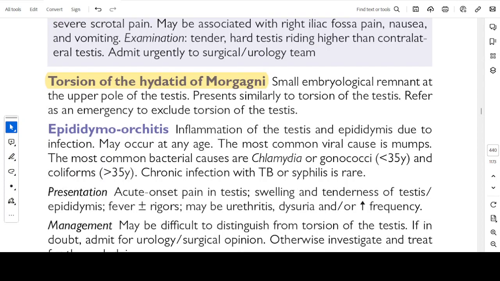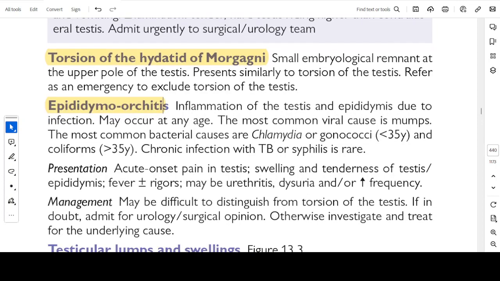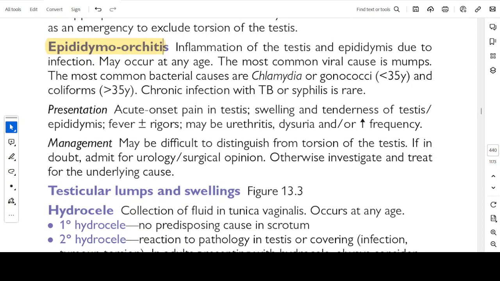Epididymo-orchitis. Inflammation of the testis and epididymis due to infection, may occur at any age. The most common viral cause is mumps. The most common bacterial cause is chlamydia or gonorrhea in those less than 35 years, and coliforms in those more than 35 years. Chronic infection with TB or syphilis is rare.